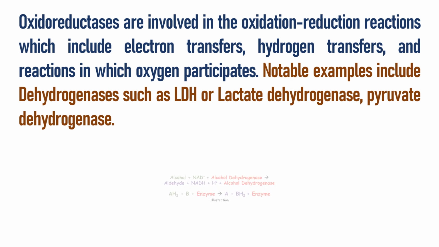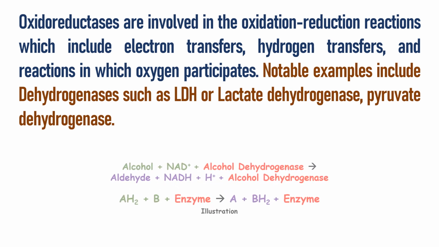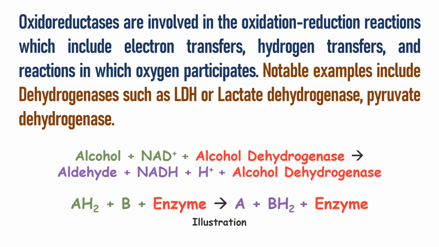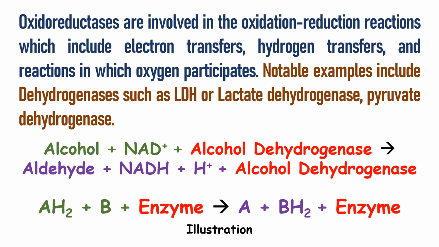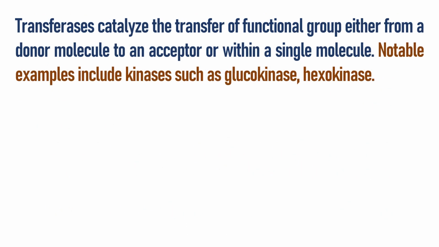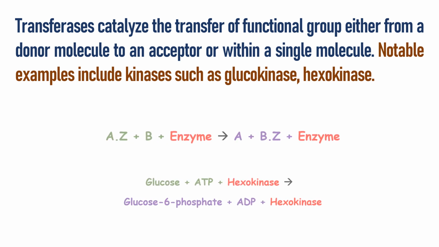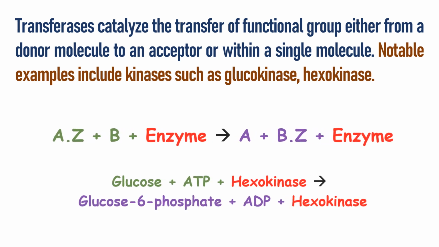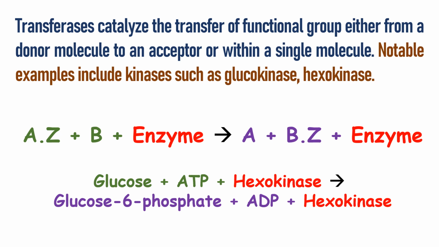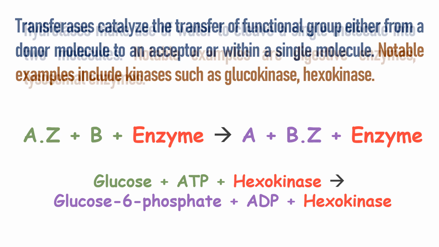Oxidoreductases are involved in oxidation-reduction reactions, which include electron transfers, hydrogen transfers, and reactions in which oxygen participates. Notable examples include dehydrogenases, such as lactate dehydrogenase and pyruvate dehydrogenase. Transferases catalyze the transfer of a functional group either from a donor molecule to an acceptor, or within a single molecule. Notable examples include kinases, such as glucokinase and hexokinase.